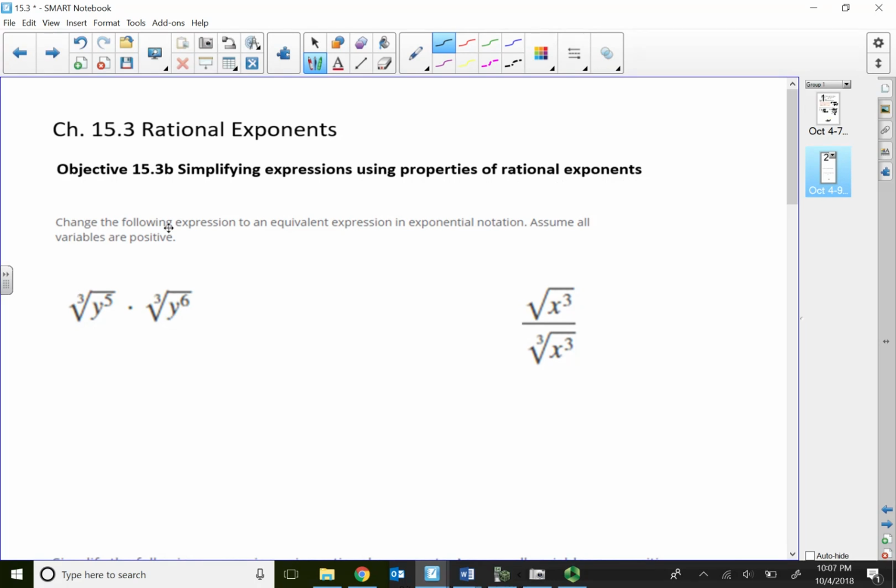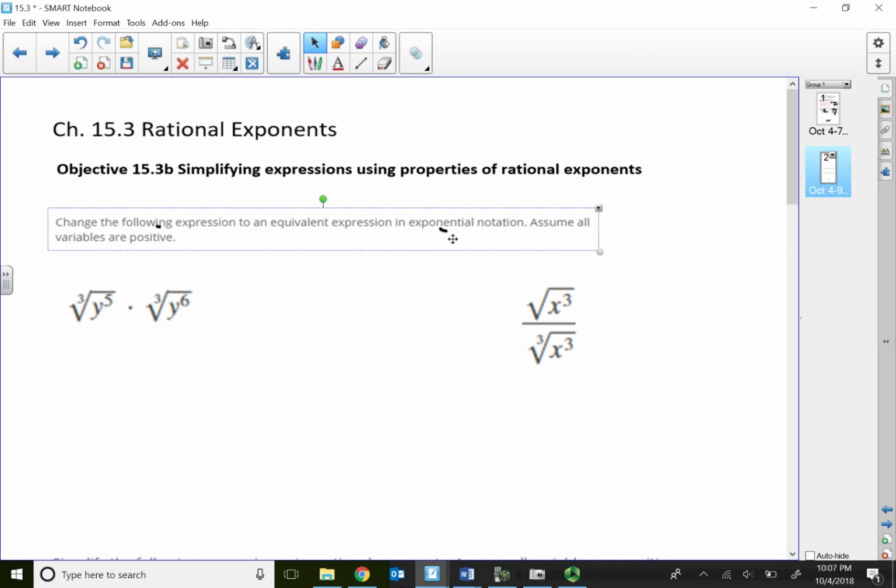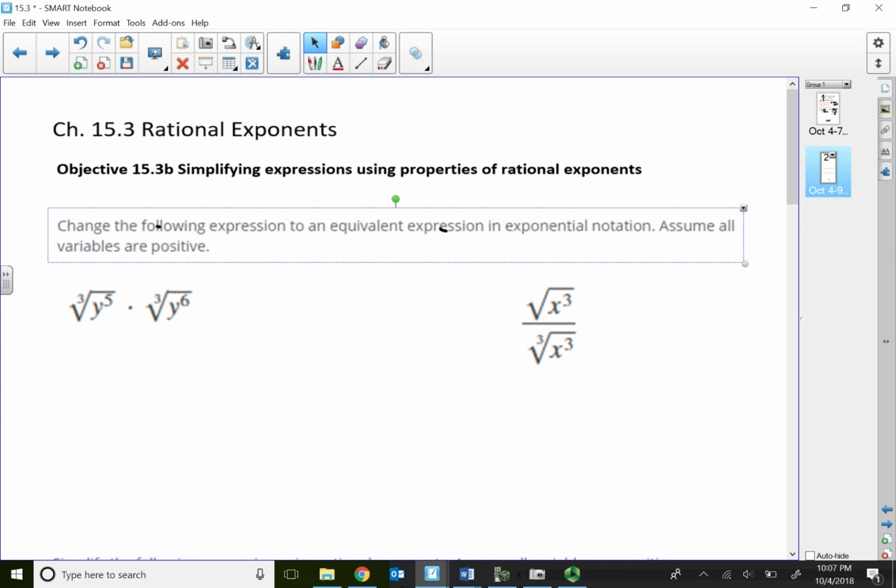All right, so this particular example says change the following expression to an equivalent expression in exponential notation, assuming all the variables are positive. So basically, my final answer needs to be in some sort of exponential notation.